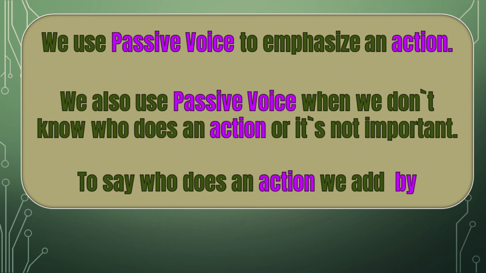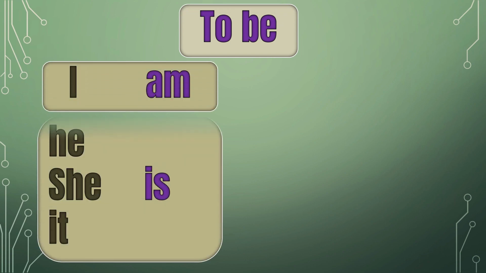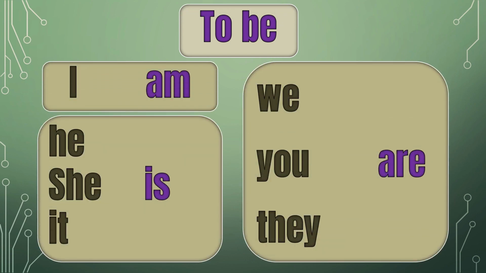We use passive voice to emphasize an action. We also use passive voice when we don't know who does an action or it's not important. To say who does an action, we add by. To complete passive voice, we need the verb to be and past participle. There are three forms of the verb to be: is, are.